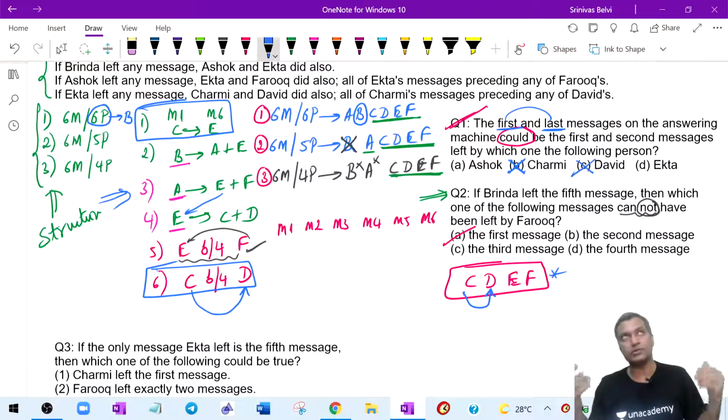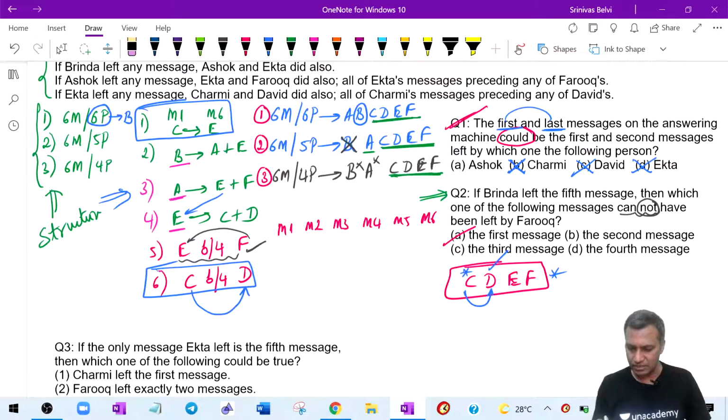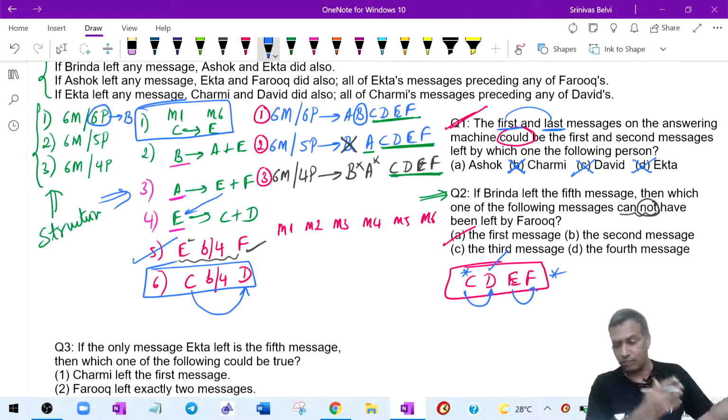D also cannot be the person who sent the first and the last message. Why? Because C and D are always there in a pair. If D sends the first message, then where will C send the message? Then C's message will become the 0th message. That is also not possible. The same thing applies to E also. Condition number 5: E and F is a mandatory pair and all messages of E should come before F. Anybody who understood that C, D, E, F send mandatory messages, with C and D interlinked and E and F interlinked, will outrightly eliminate choices B, C and D. Simply it becomes choice A.